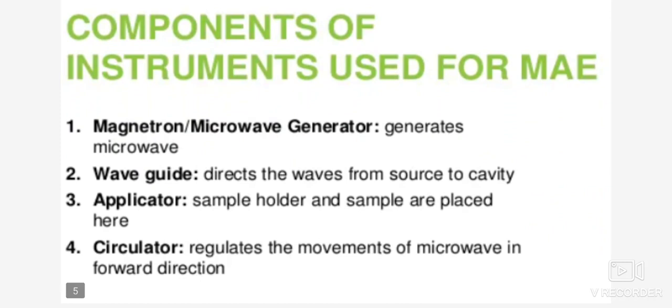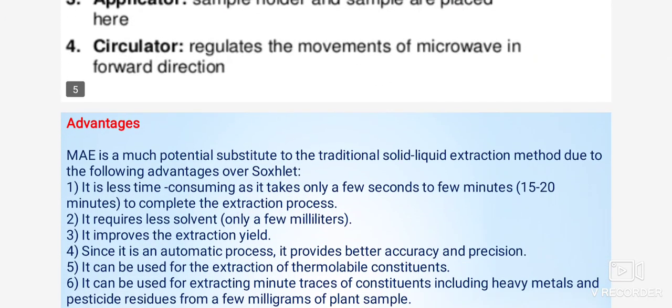Components of the instrument used for microwave assisted extraction: the magnetron is the microwave generator that generates microwaves; then the waveguide directs the waves from the source to the cavity; then the applicator, in which the sample holder and sample are placed; then the circulator, which regulates the movement of microwaves in the forward direction. These are the components of the microwave assisted extractor.